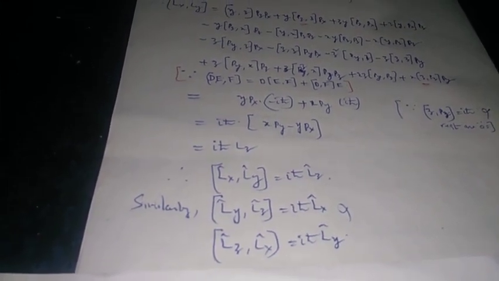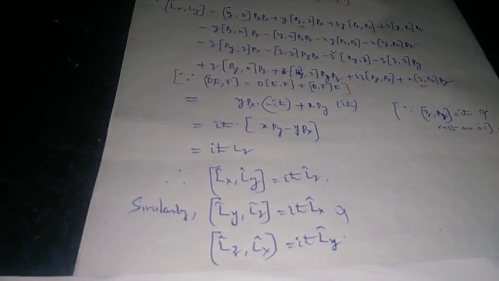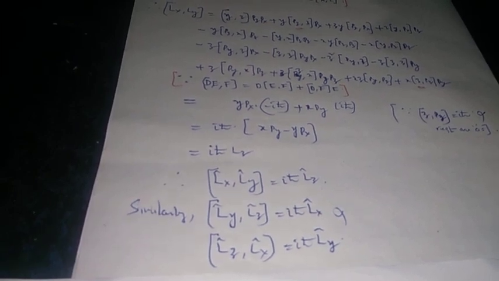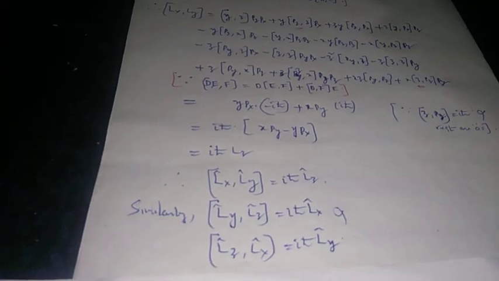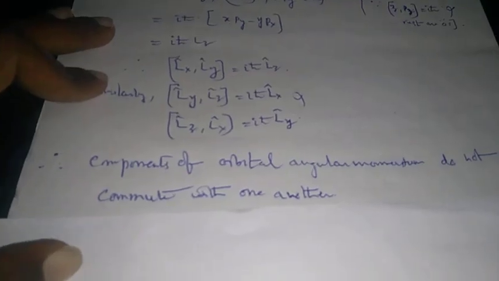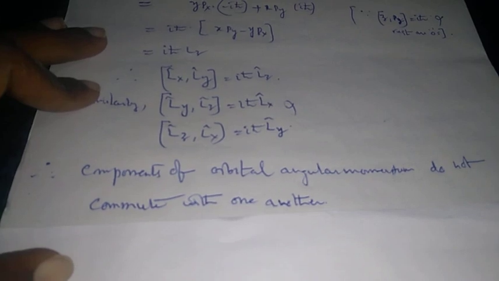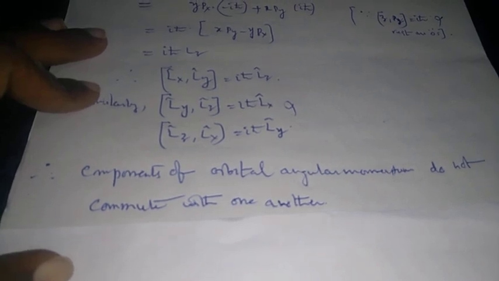Similarly we can see that the commutator of Ly, Lz will be iħ Lx, and Lz, Lx will be iħ Ly. Therefore, we can say that the components of orbital angular momentum do not commute with one another.